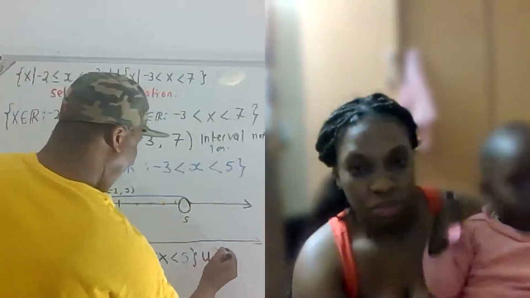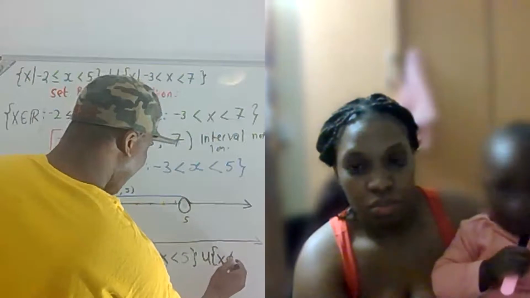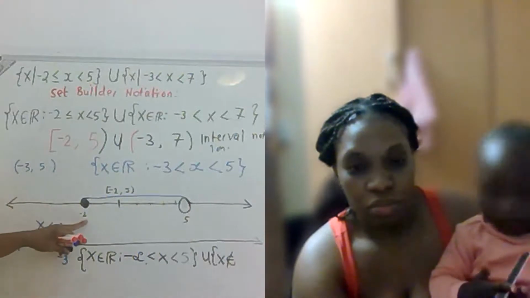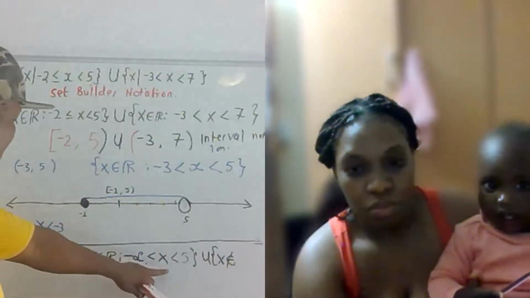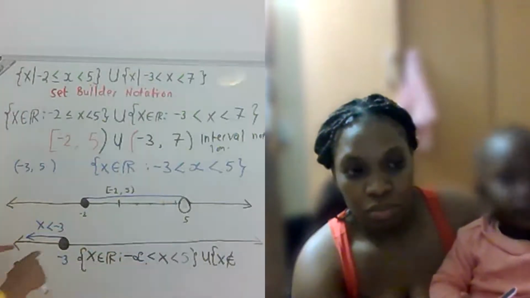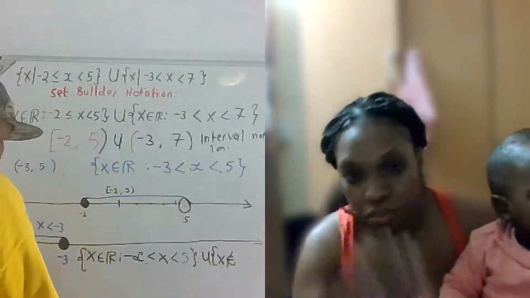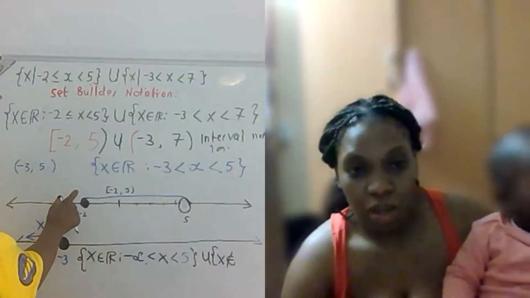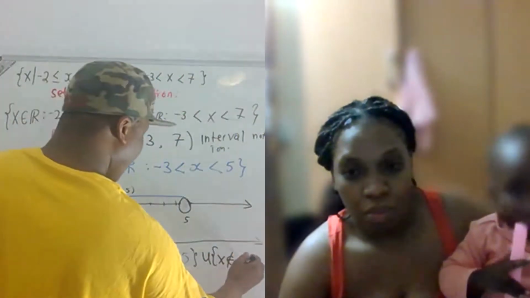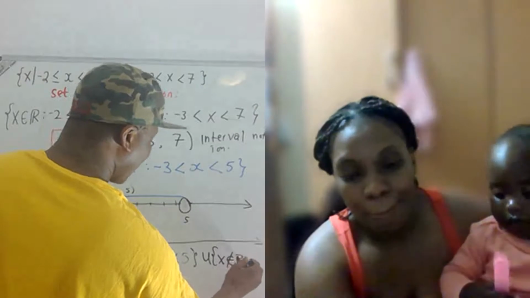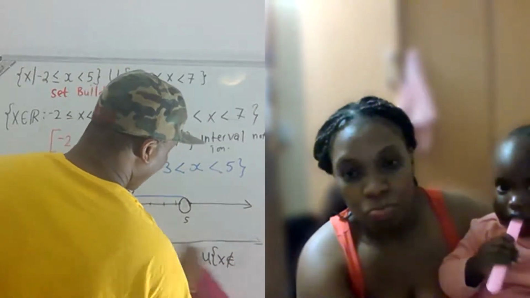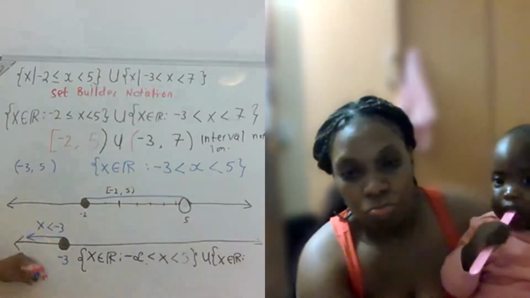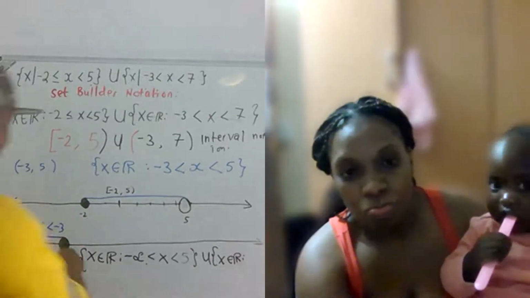But X cannot be an element of negative 3 to 2. Let me say it slowly. Remember, you say everything here, like everything from infinity to 5. So we need to remove these two here. That means X is an element of real numbers, but not an element of negative 3 to 2.